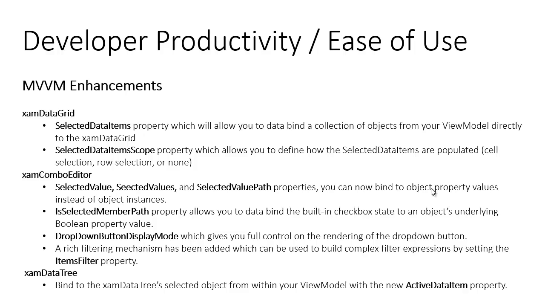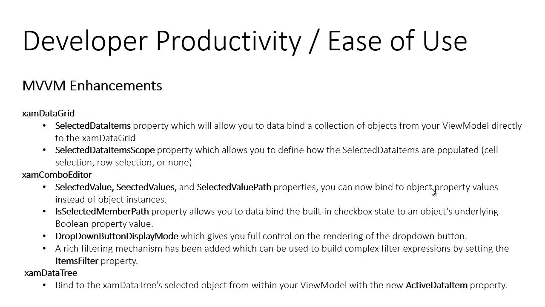Now earlier I mentioned developer productivity and ease of use. There's a lot of words here, but basically the message that I want to get across is we've done more work to make our data bound controls more MVVM friendly. So things like selected data items scope in the XAM data grid, in the XAM combo editor having selected value path. In the XAM data tree, we have an active data item property.